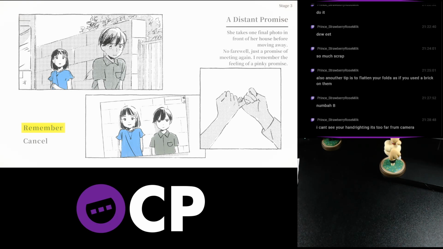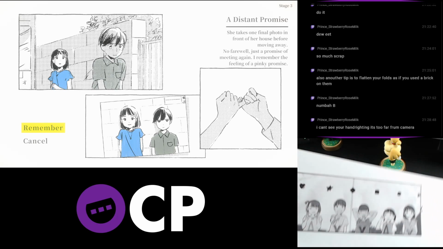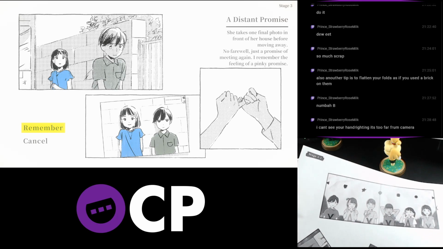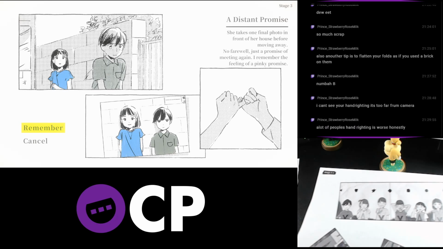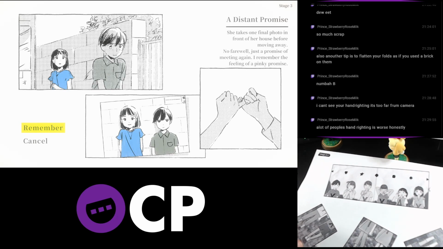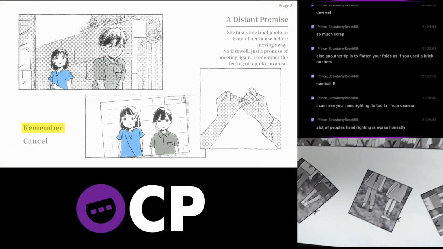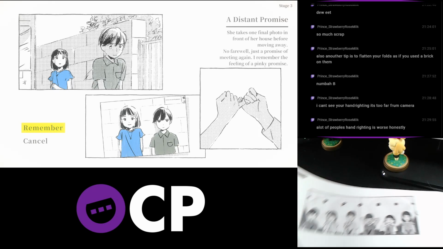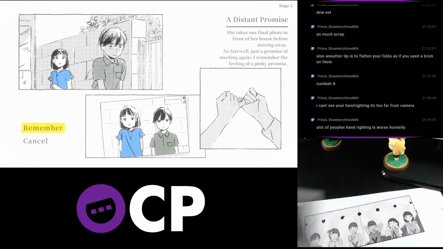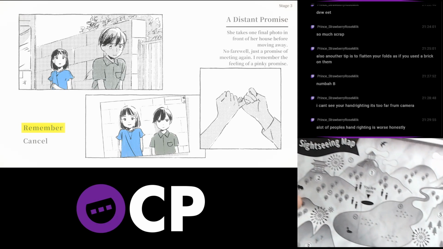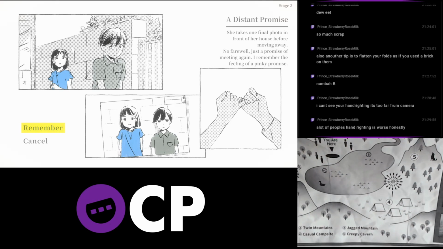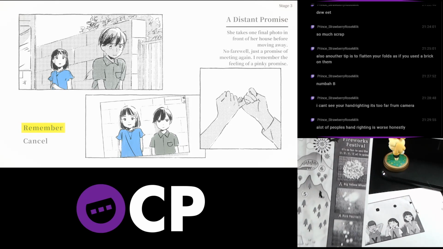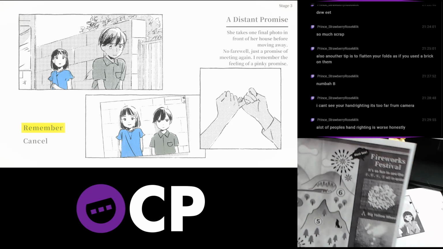So this is going to be stage 3. We've got 2 sheets for stage 3 as well. We've got this one here with these kids. We also have some lower bodies down here. And then we also have a sightseeing map with some firework festival stuff on the side here.